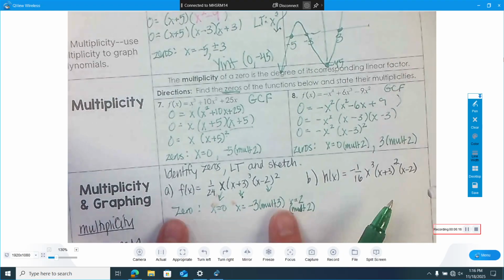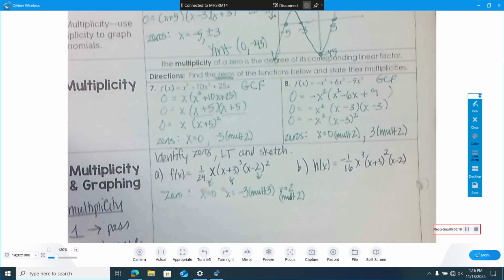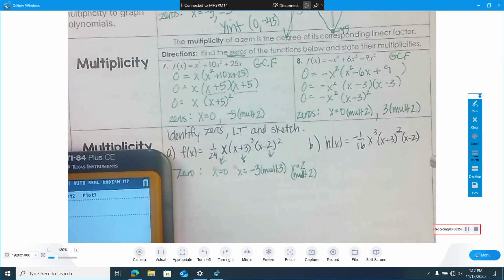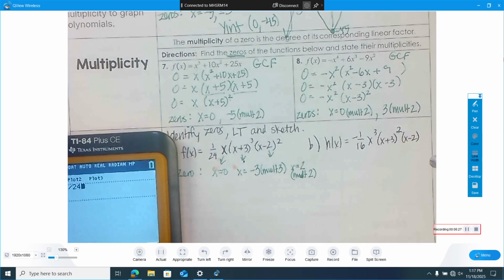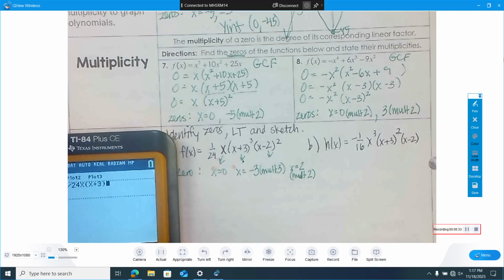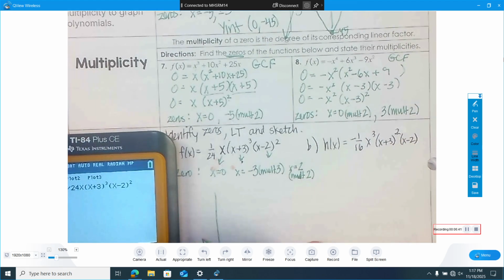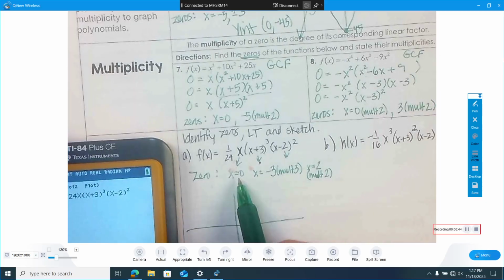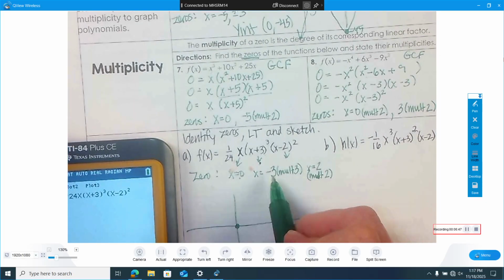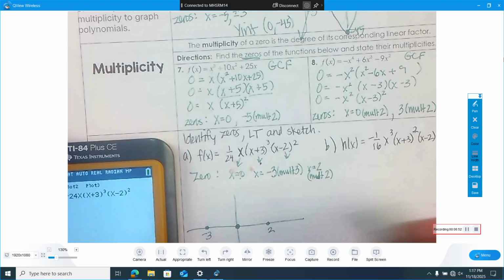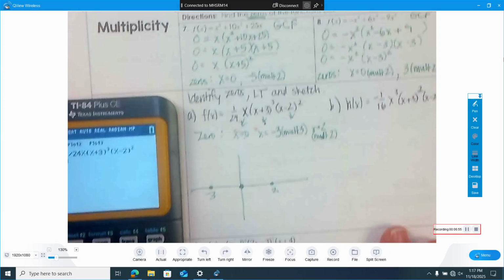Are you done copying down this first one? Yeah? Okay. So I want to show you, I'm going to type this in so you guys can keep writing here, maybe the second one, while I type it in for you. And we're going to see what this looks like. So I'm putting it in. There we go. And before I do anything, I'm just going to go ahead and sort of sketch. I know I have a 0 at 0. I know I have something happening at -3. And I know I have something happening at +2. So those are my zeros.